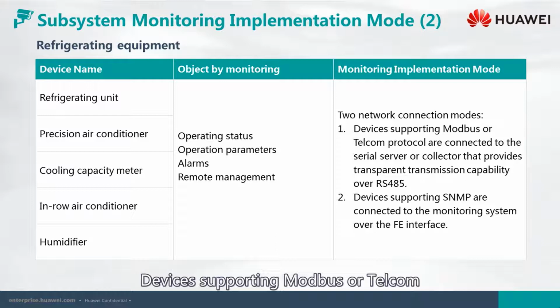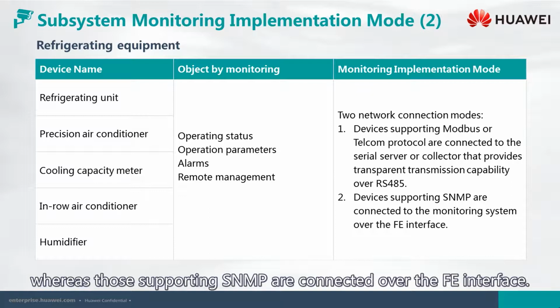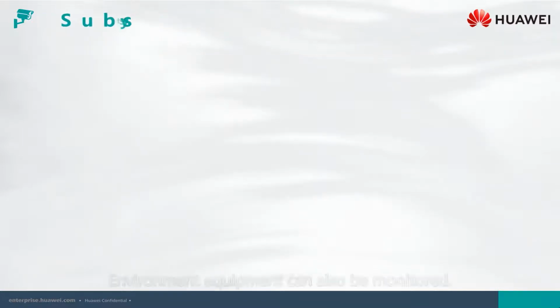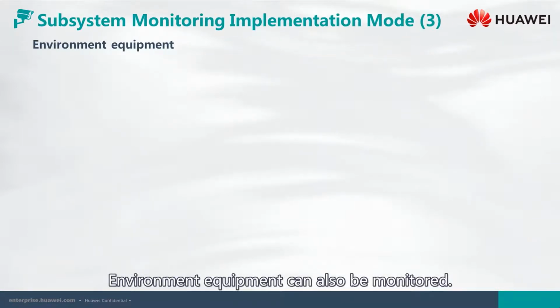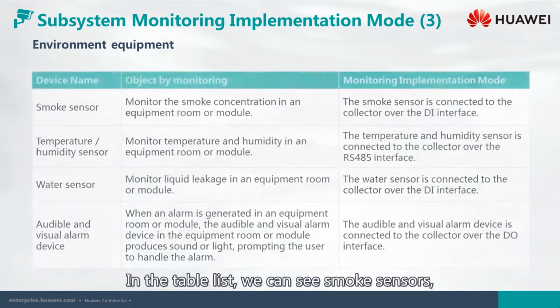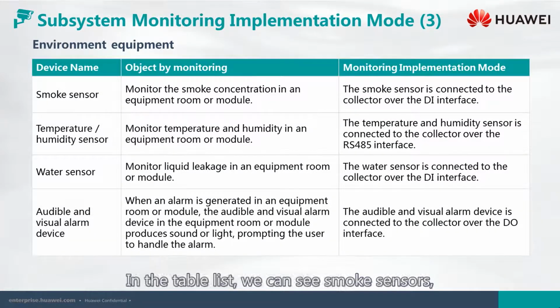Devices supporting Modbus or Telcom are connected to the serial server or monitoring system collector over RS485, whereas those supporting SNMP are connected over the FE interface. Environment equipment can also be monitored. In the table list, we can see smoke sensors, temperature and humidity sensors, water sensors, and audio and visual alarm devices.